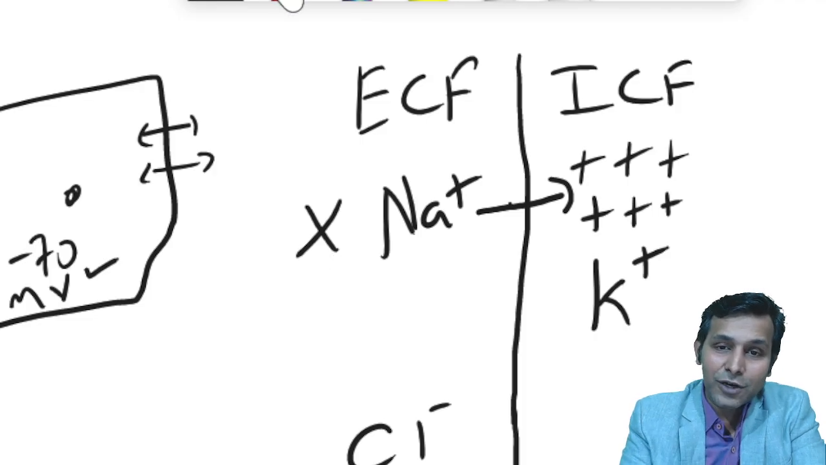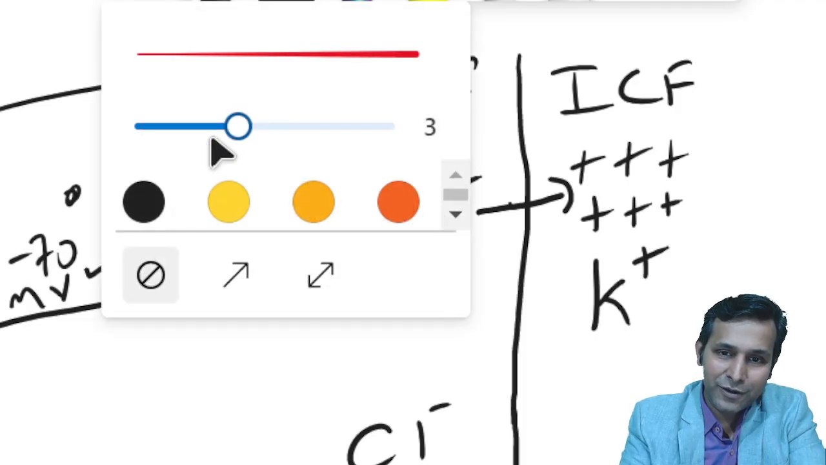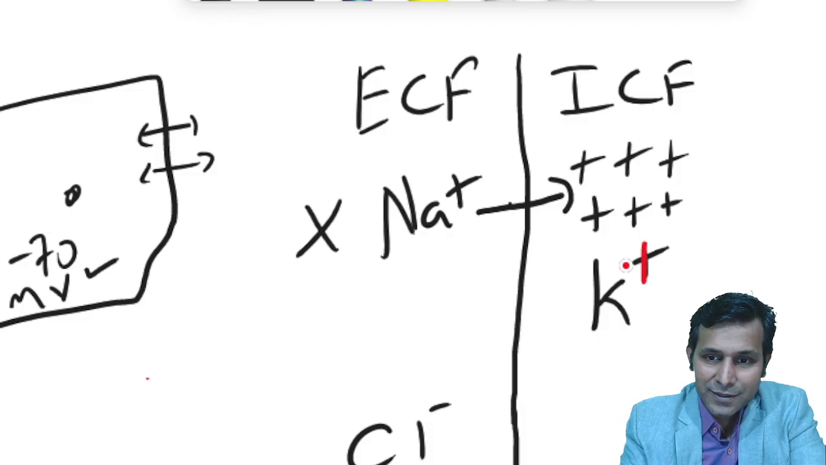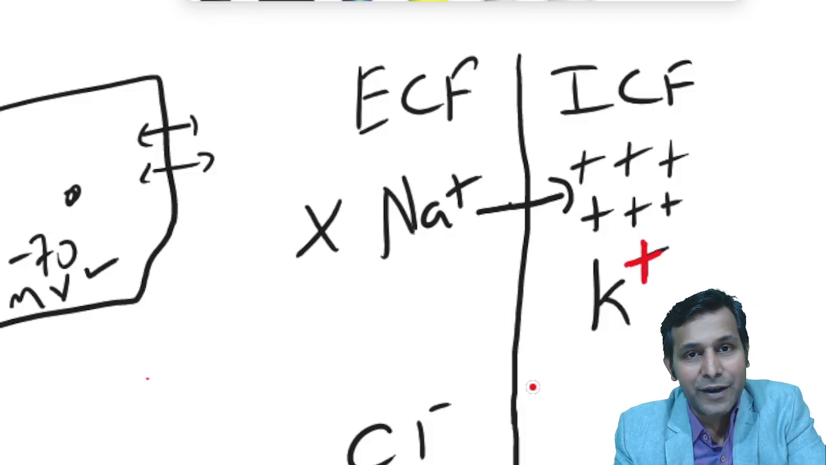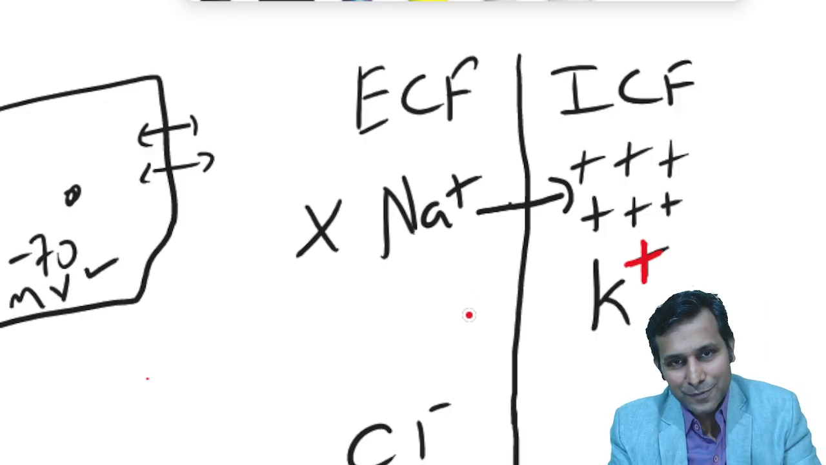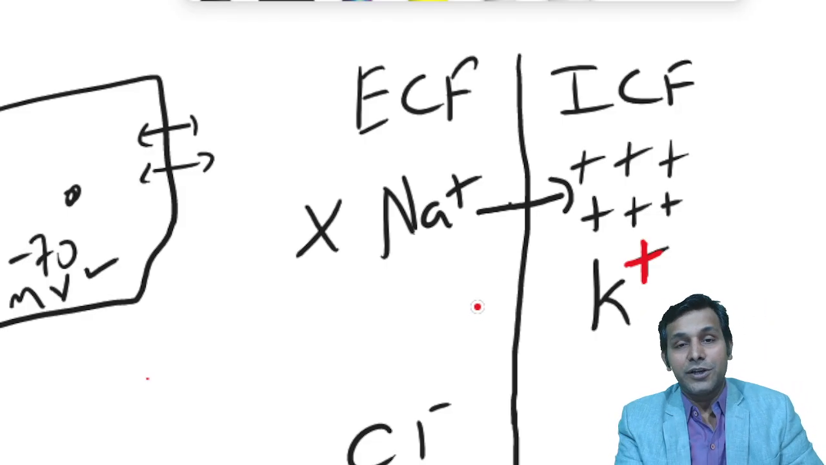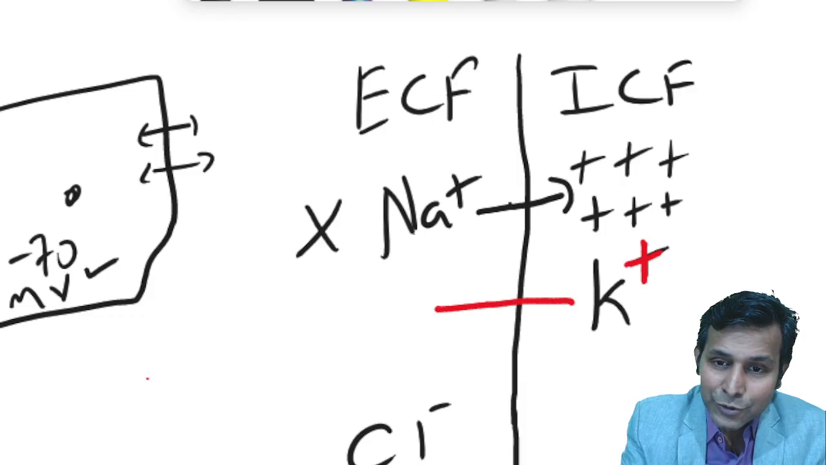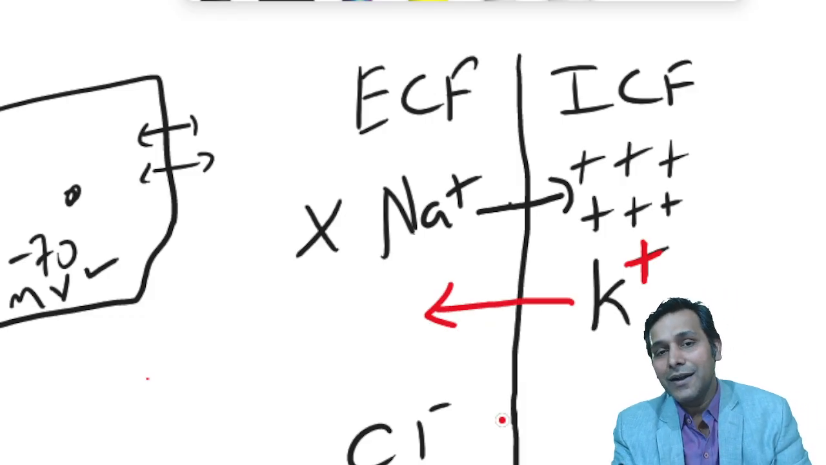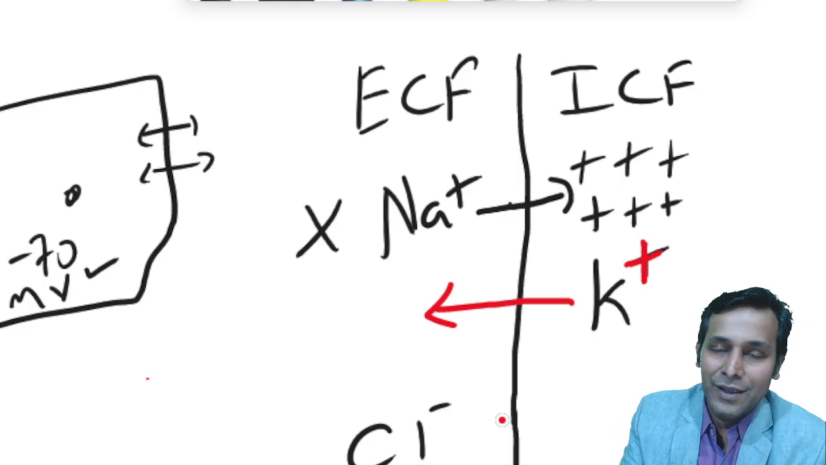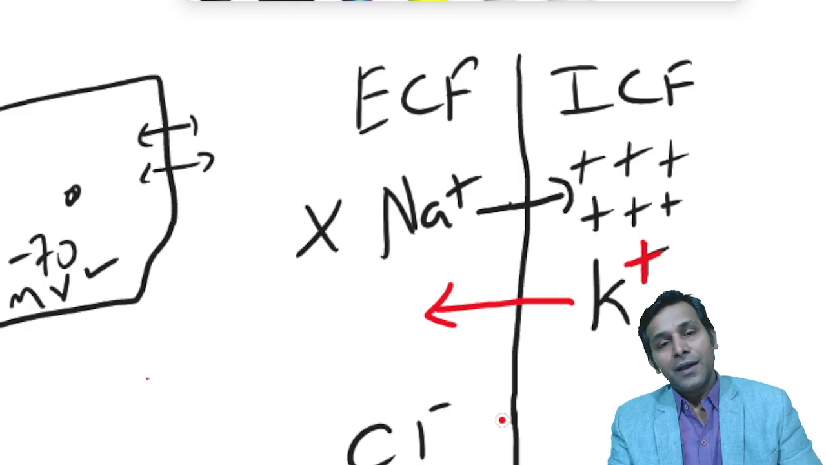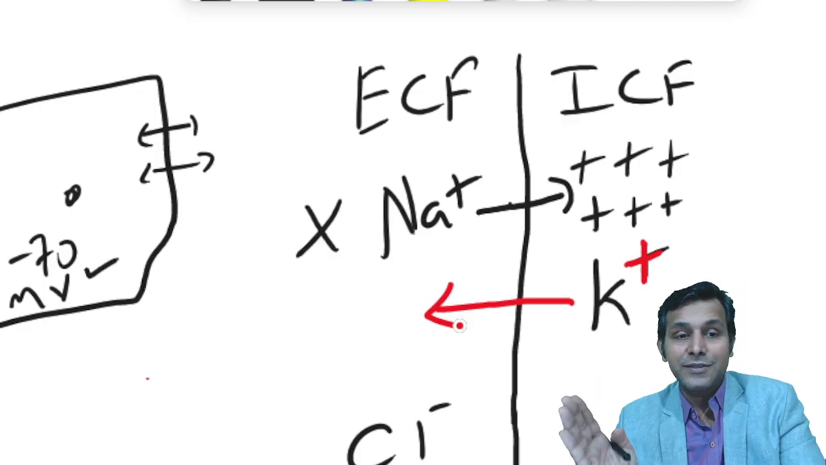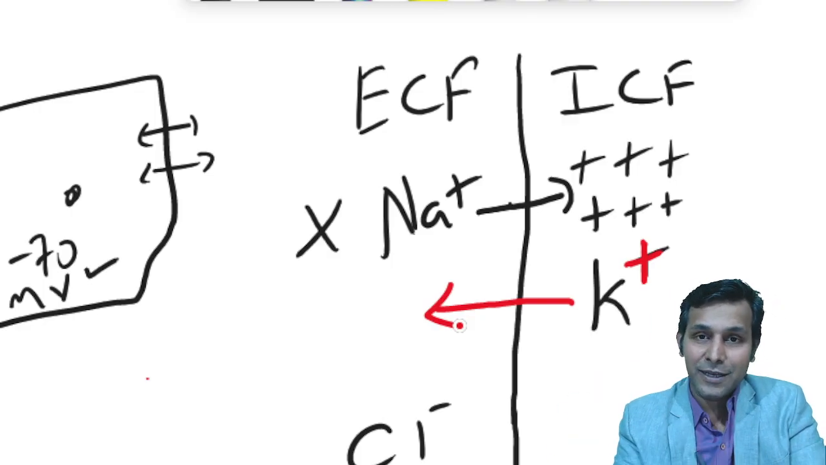On the other hand, let us see what we have for potassium ion. If potassium ion is more inside the cell, it's a positive ion and it's going to diffuse now. In which direction is the potassium ion going to diffuse? Potassium ion will diffuse from inside the cell to outside the cell. And we are concerned about the changes inside the cell. So potassium is a positive ion going from the interior of the cell to the exterior of the cell.